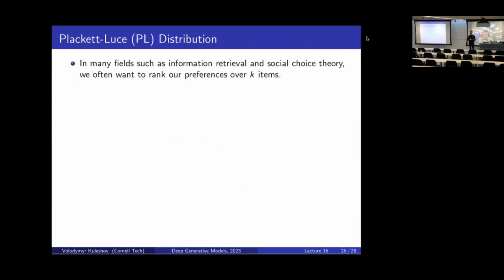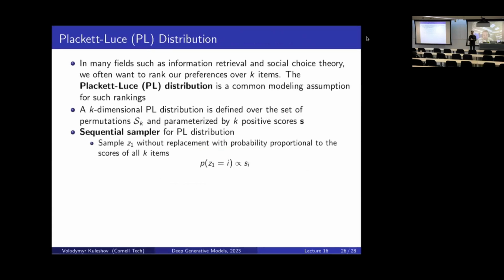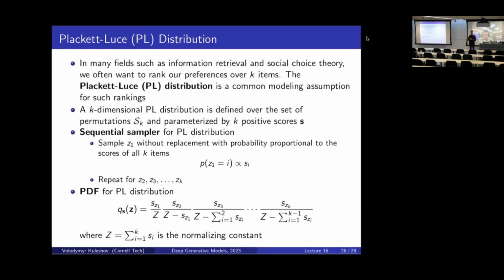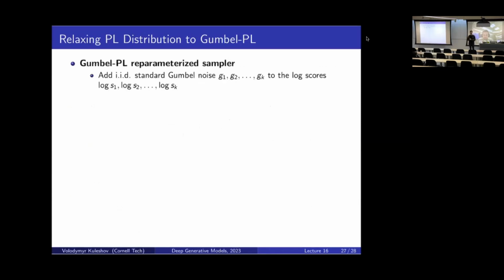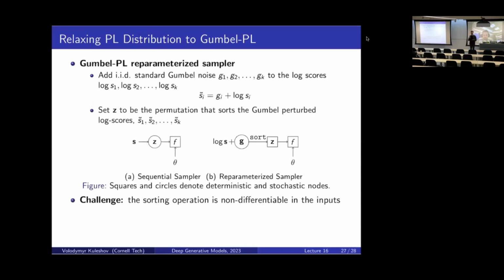Okay, so just an example for permutations is something called the Plackett-Luce distribution. The Plackett-Luce distribution can be thought of as an extension of the categorical distribution to permutations. Similarly to how the categorical distribution is a distribution over fixed classes, the Plackett-Luce distribution is a distribution over permutations, and we might want to sample from permutations as well, right? There is a reparameterized sampler for the Plackett-Luce distribution, where we perturb the scores of each element using Gumbel noise, and then we apply a sort operator, and we can obtain a discrete permutation out of that.